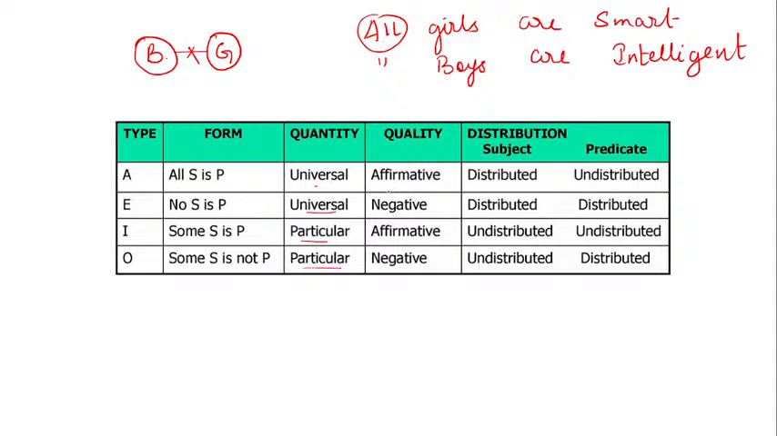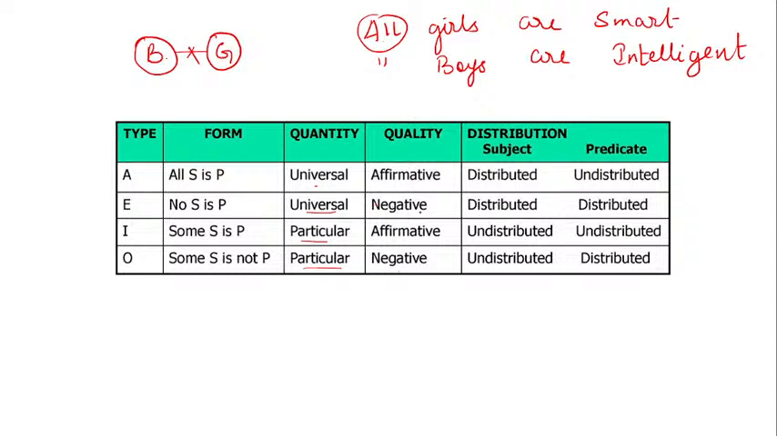Now quality. What is the quality? All S is P. Is it a negative or a positive statement? The quality here is positive. That is why we call it affirmative. No S is P, the quality is negative. Some S is P is affirmative and some S is not P is negative. So this is very important. They can indirectly or directly ask questions based on it.